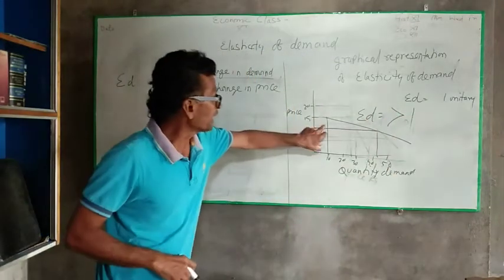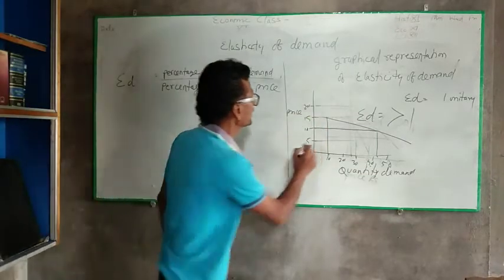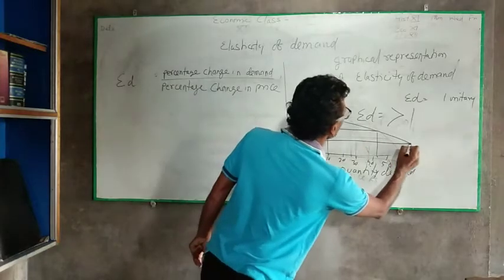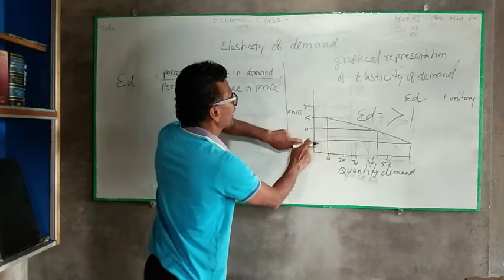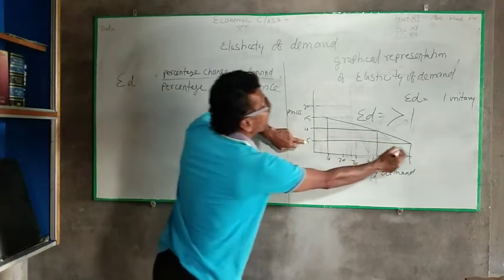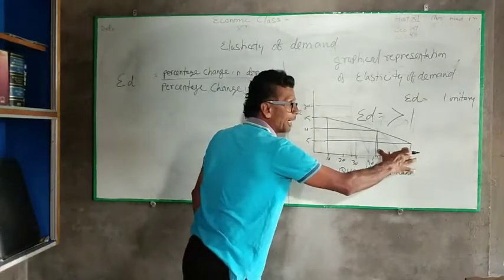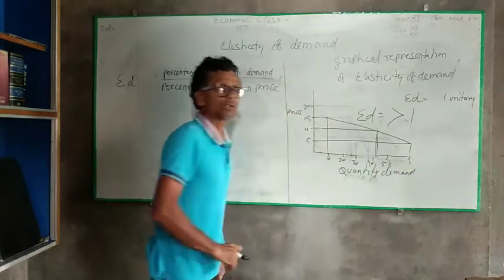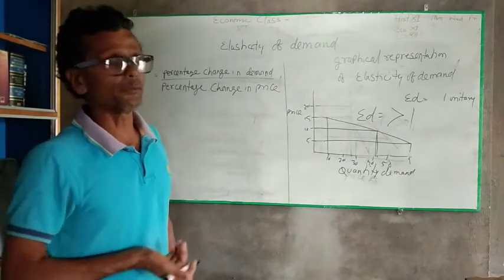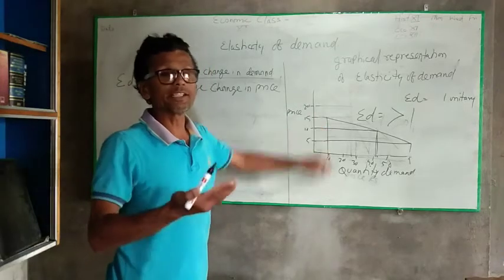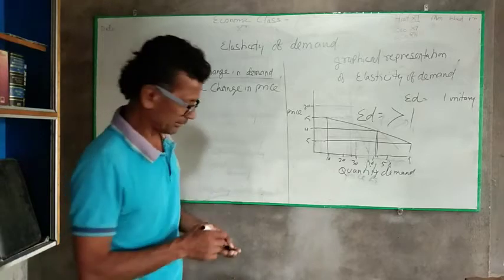It means the change in the price is less. Either the price is increasing or decreasing. Suppose the price was 5 and demand was this one. But when the price increases from 5 to 10, the demand decreases by this much to this much. This change in the demand is less compared to the change in the price. This is the fourth type of elasticity, that is, elasticity of demand is less than unitary, less than 1.